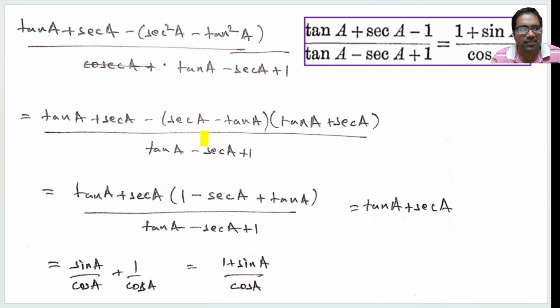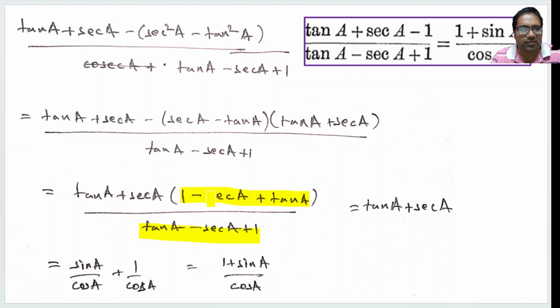This is secant a minus tan a. So it becomes 1 minus secant a plus tan a, because we are opening the bracket. Right, we are taking this tan a plus secant a common. This part means tan a plus secant a into 1. So here, tan a plus secant a into secant a minus tan a. So if we take this common, this becomes tan a plus secant a into 1 minus secant a plus tan a. This is what the denominator is also.